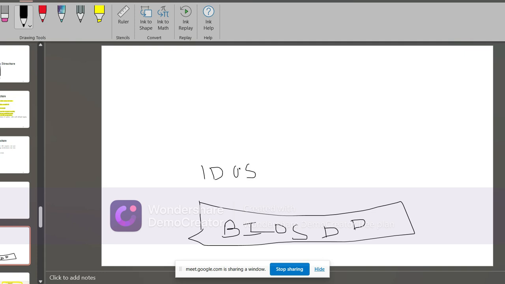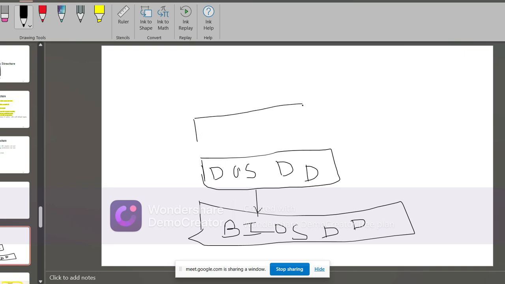DOS here is the distributed operating system device drivers available. This is the layer which is present on top of the BIOS device driver. BIOS is nothing but the basic input output devices. On top of the DOS device driver, system programs are available. What are the system programs? The programs like compiler, interpreter, loader, linker, utilities.